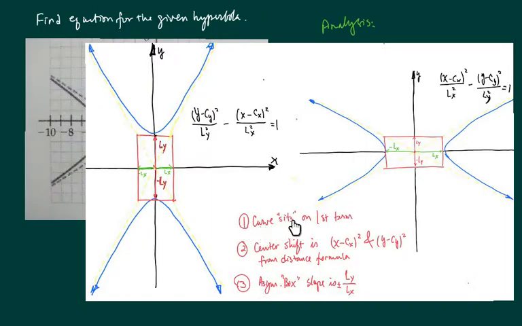The first one, the curve always sits on the first term. So if the y term comes first, then the curve sits on y. If the x term comes first, it sits on the x.